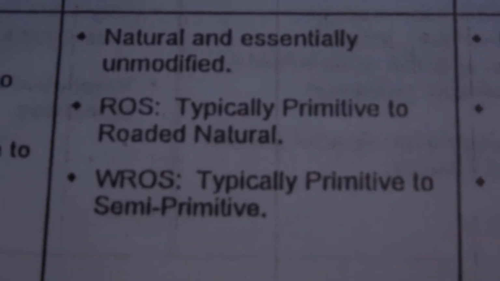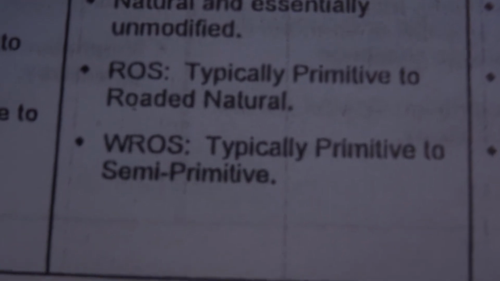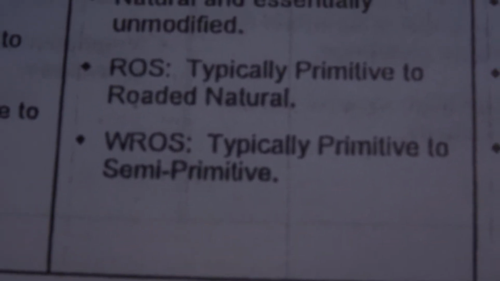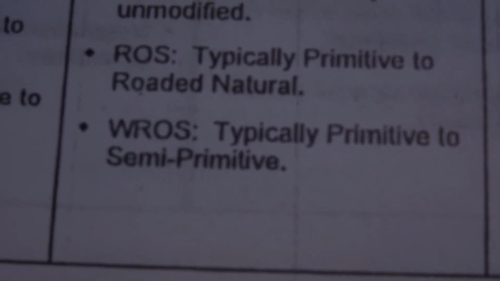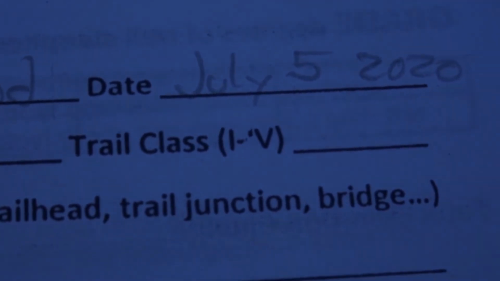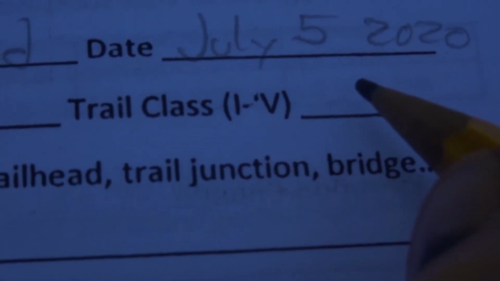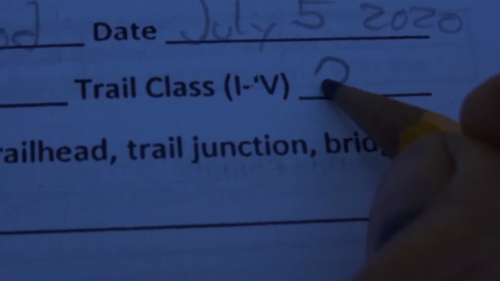And typical recreation environs and experience, natural and essentially unmodified. And then the recreation opportunity spectrum, typically primitive to roaded natural. And wilderness ROS, typically primitive to semi-primitive. So trail class off that Forest Service matrix on a 1 to 5, I decided that that was a 2.